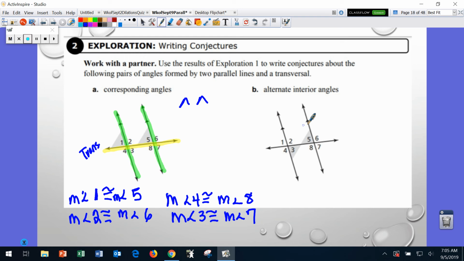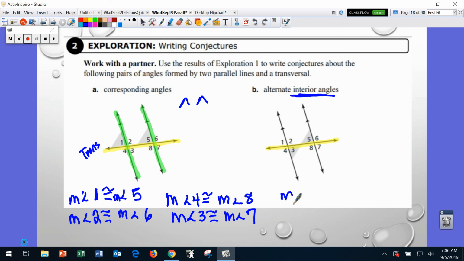Alrighty, so now let's go to the alternate interior angles. We know these lines are parallel, that's the symbol for parallel, and this line here is the transversal. It says alternate interior, so interior means to go to the inside of the parallel lines and look for the alternate angles on opposite sides of the transversal. So I'm going to highlight the transversal in yellow, and look for the alternate angles inside of the two parallel lines.